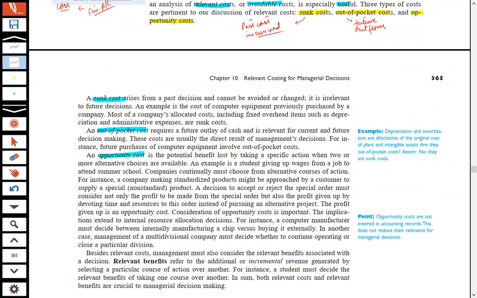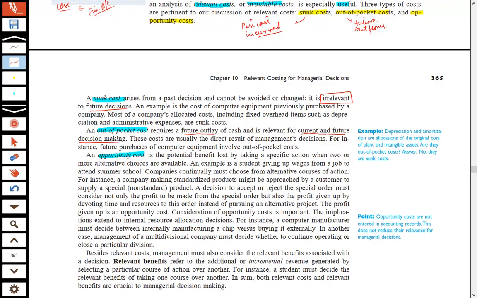Sunk cost arises from a past decision and cannot be avoided or changed. It is irrelevant for future decisions. Then out of pocket expenses require a future outlay of cash and are relevant for current and future decision making.